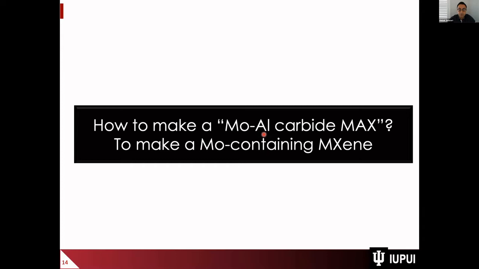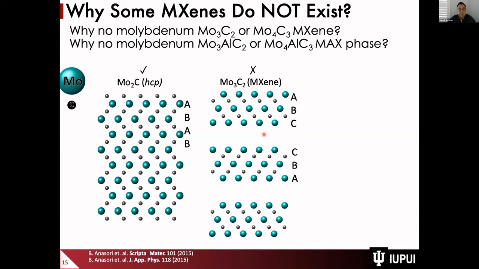So we were looking for how to make molybdenum aluminum containing MAX phase. If you look at the whole table of MAX phases, there is no Mo3AlC2, and there is no Mo4AlC3. For the same reason, there's no MXene of such.